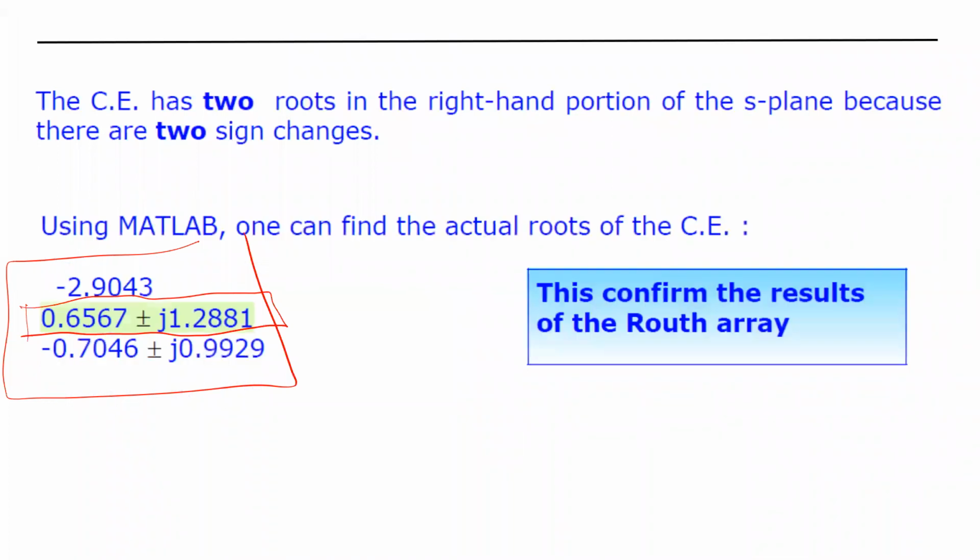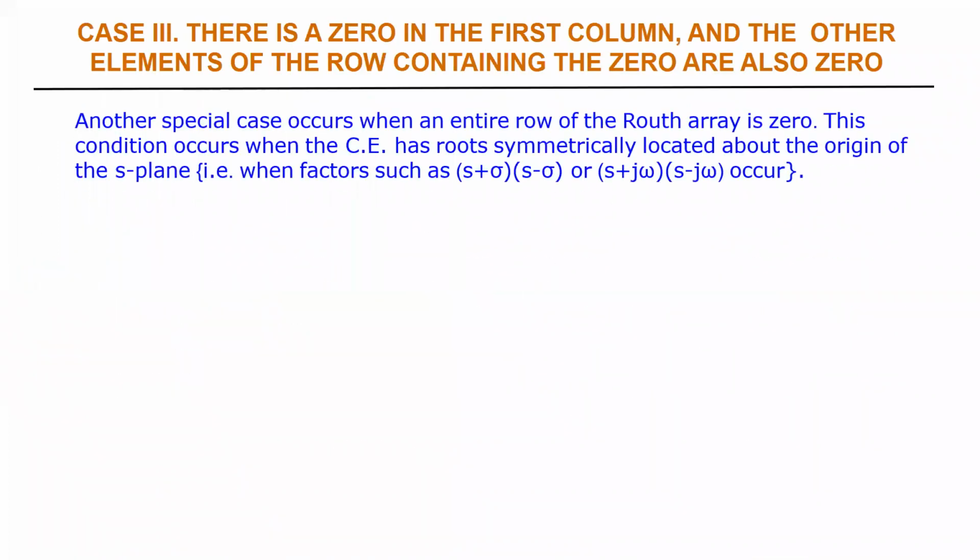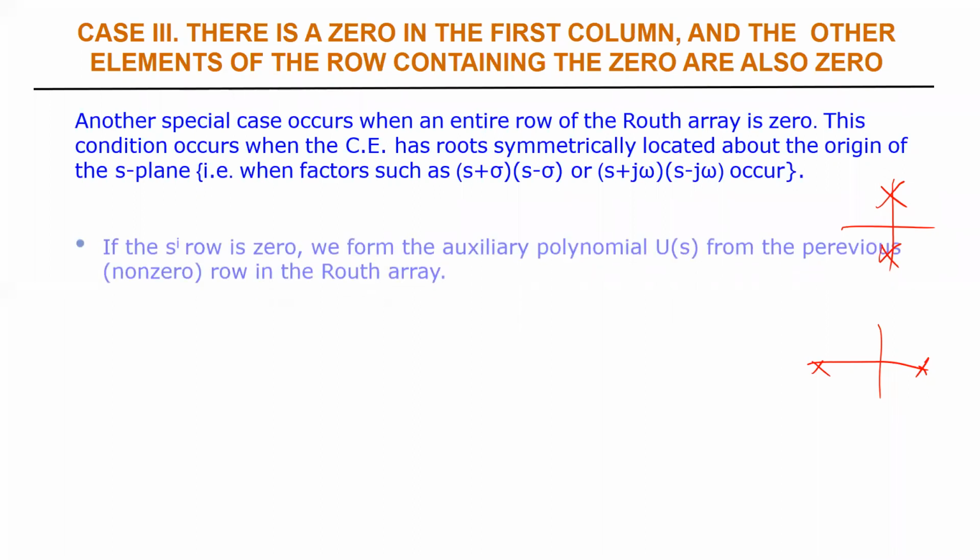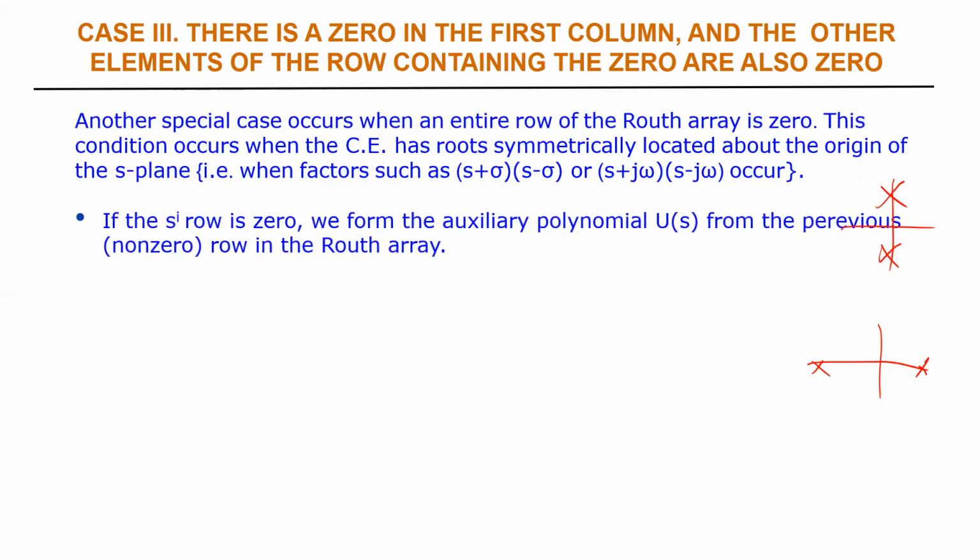So in this case, it means that the characteristic equation has poles either on the j omega axis, or one pole here and one pole here. If this is the situation, then the system is marginally stable, this is unstable. If we have such a case, we will go to the ith row.